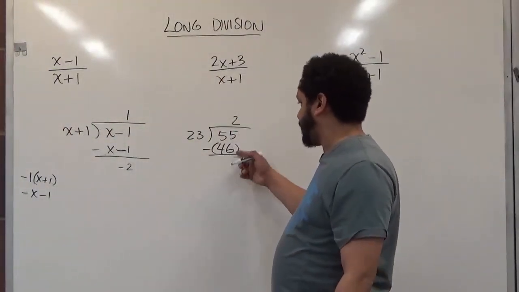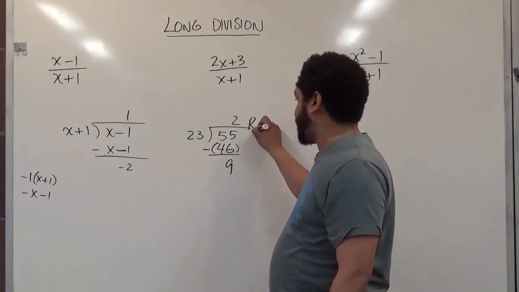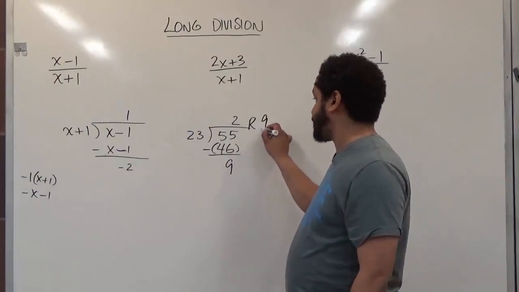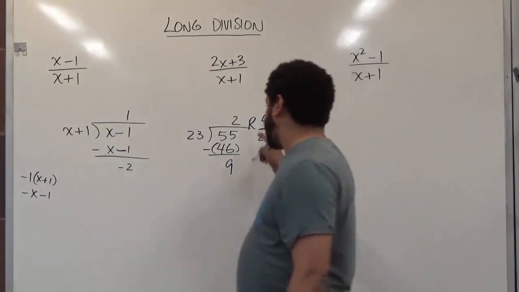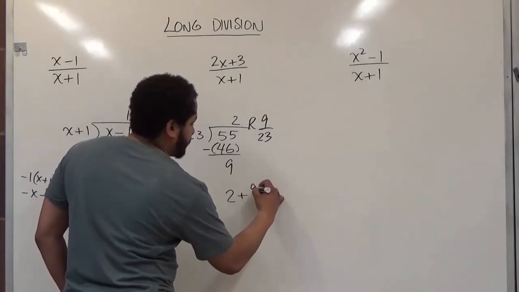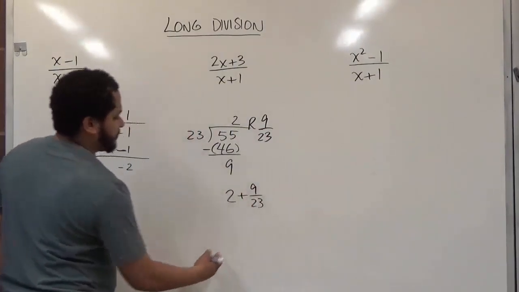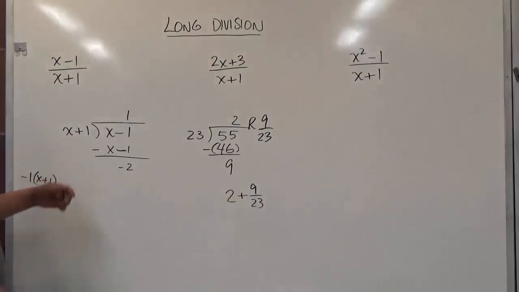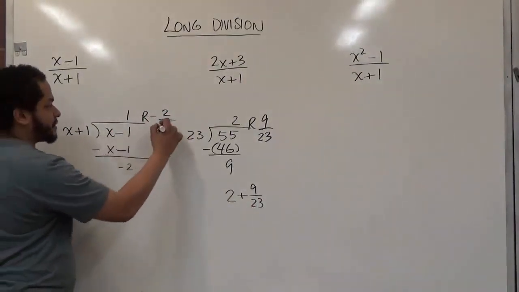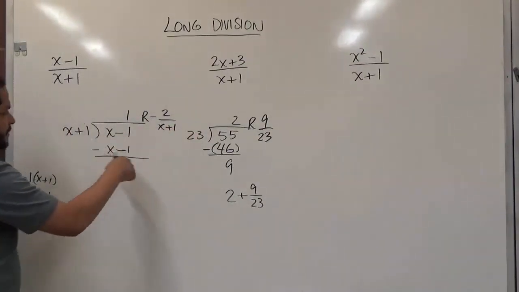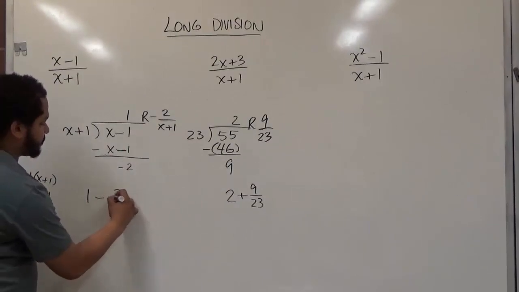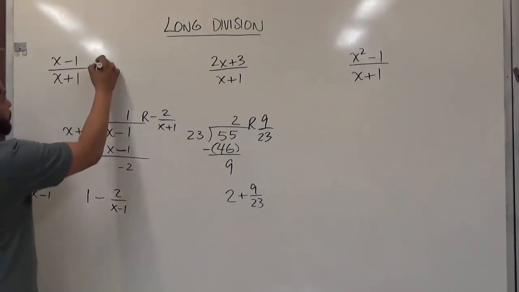Here we also get a 9, right? And this is our remainder. So what we do with the remainder here is we put it over the divisor. All right, so the result of this would be 2 remainder, 9 over 23, right? Which is the same thing as having a remainder. Now here what we do with the remainder of negative 2 is put it over the divisor of x plus 1. So our first division here in long division form gives us 1 minus 2 over x minus 1.